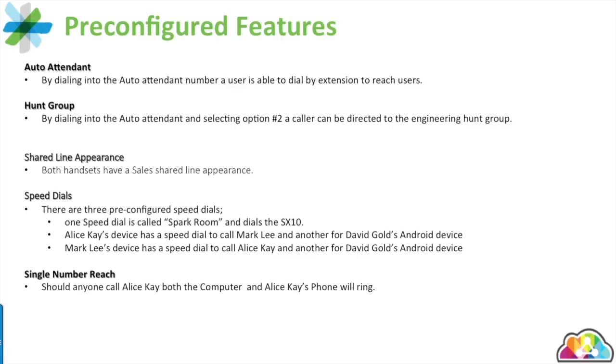Depending on the phone, you can see that one phone will dial the other phone, or one user, Alice K, will dial Mark Lee, and vice versa. We can dial by extensions, we can dial by email address, and we can dial by the URI address of the actual user. So we've included the 3 various speed dial capabilities. And then, of course, there is the single number reach, which is the ability, in our configured situation, for Alice K to have both her computer and her phone ring at the same time.